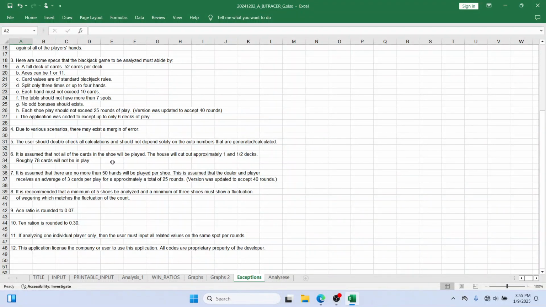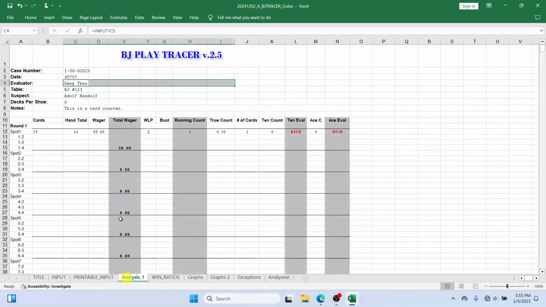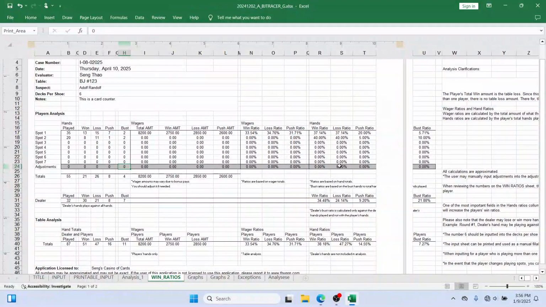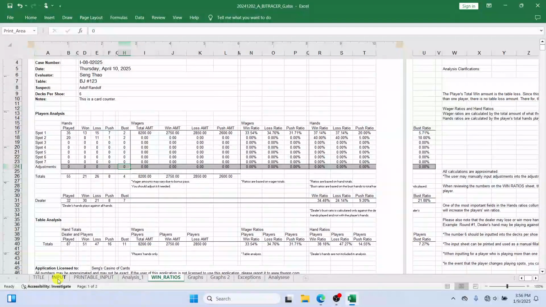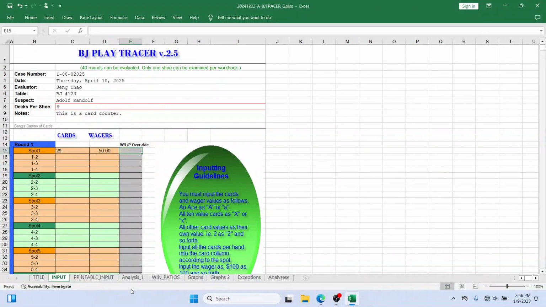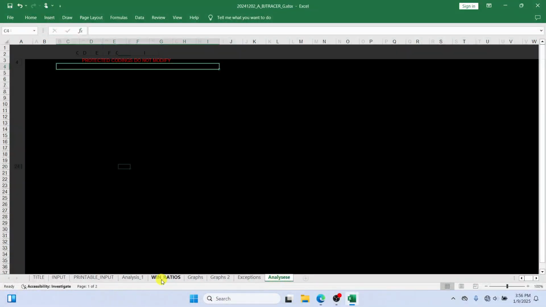Depending on how many players are on the table as well, there are a lot of exceptions here. You can read through it so you'll understand how the application maps out and does the analysis, and you can adjust it by overriding win, loss, and so on. So that is the software.